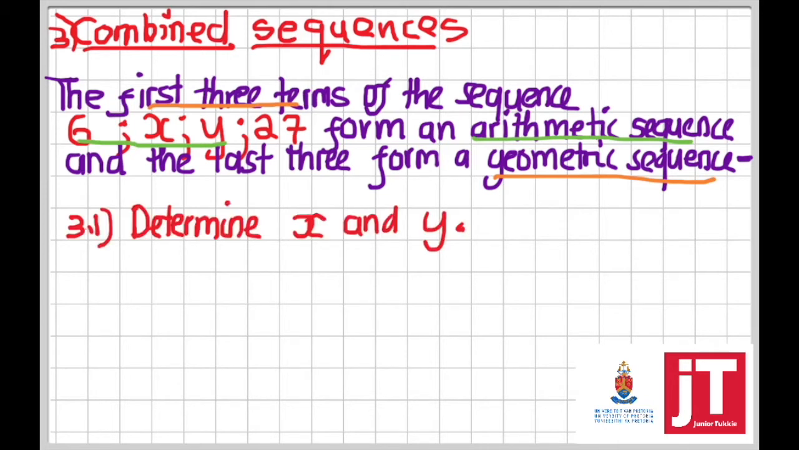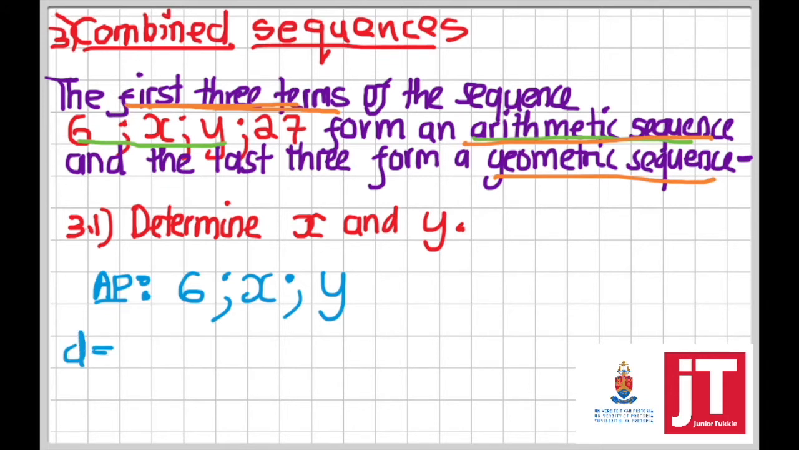Question number 1. Determine x and y. We want to find the values of x and y. So I'm going to look at the AP part, the arithmetic progression part first. My common difference from that sequence of 6, x and y will be t2 minus t1, which is the same as t3 minus t2. In other words, d in this case would be x minus 6 is equal to y minus x.